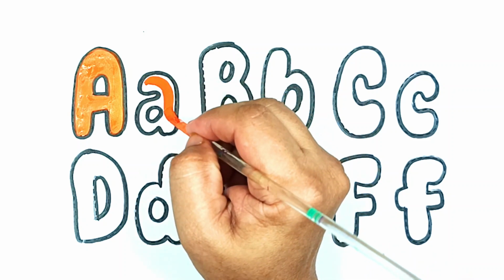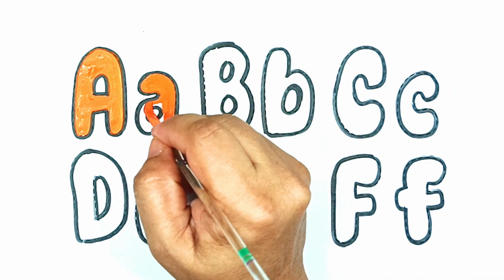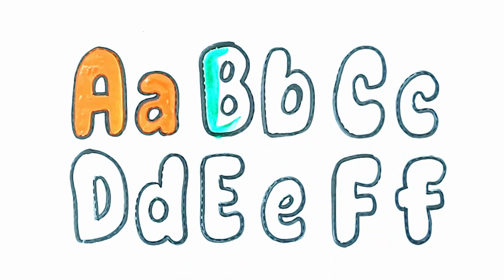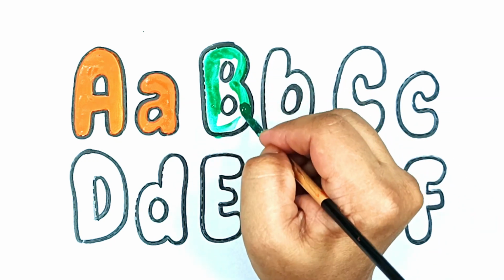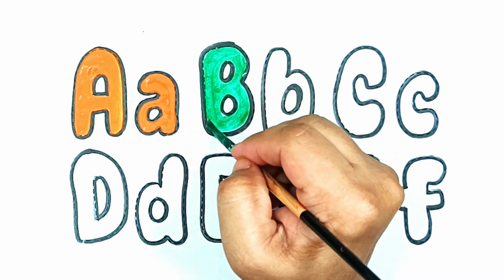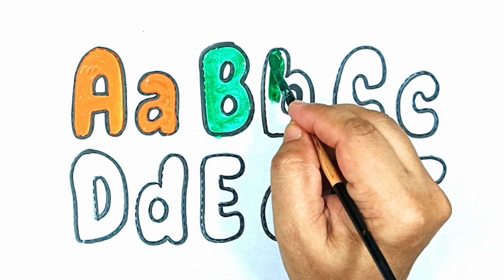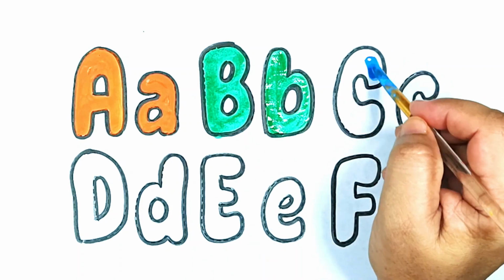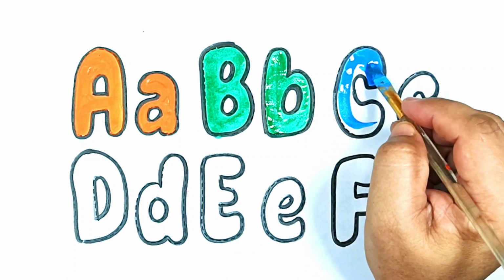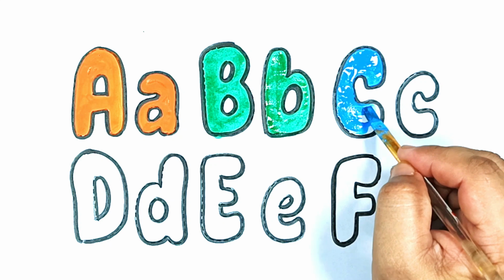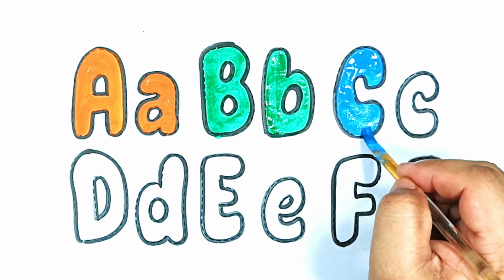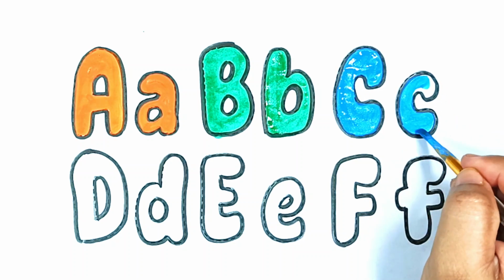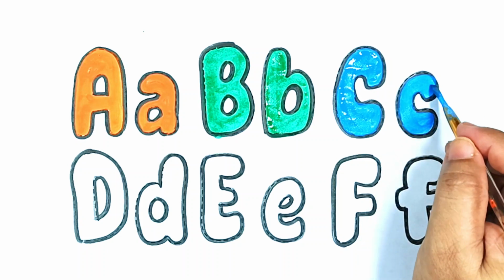A is for apple. A is for ant. B is for ball. B is for bat. C is for carrot. C is for car.